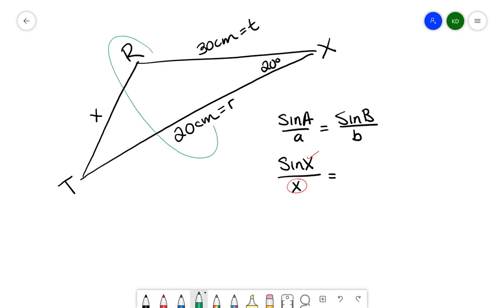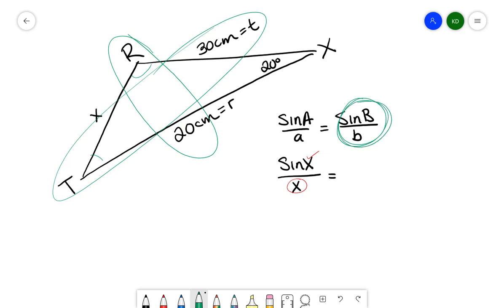When I go to create another ratio, sine B over b, I can't use it with r because I know the side length, but I do not know the corresponding angle. I can't use t either because I know the side length, but I don't know its corresponding angle. It doesn't leave me enough information to fill out this other ratio. So right now, I'm saying, okay, I can't use the sine law.